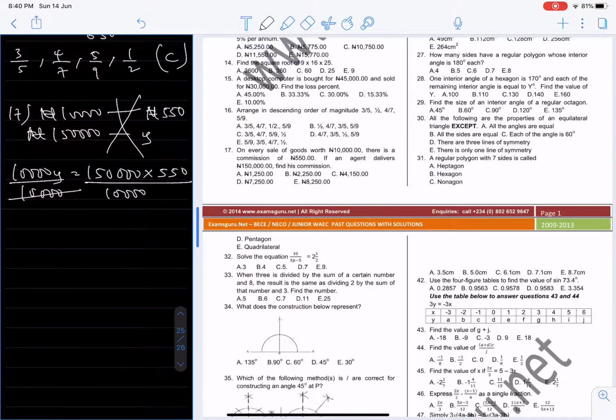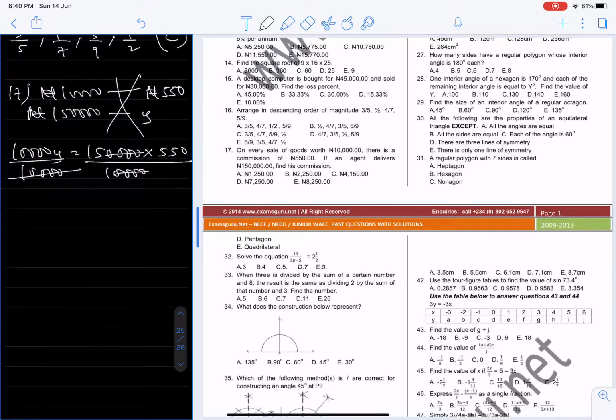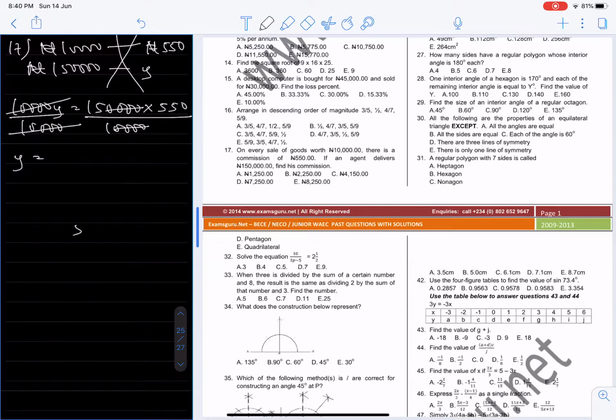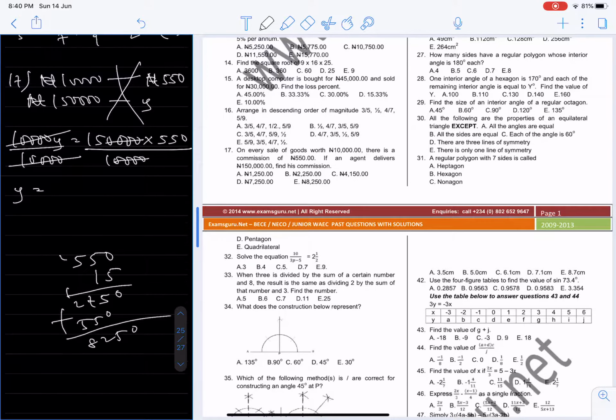So that means 10,000 here 1, 10,000 here 1. And what do we have here? 4 zeros cancel 4 zeros, and that means Y equals 15 times 550. That's 0, 25, 5 carry 2, 25 plus 2, 27, and that's 0, 5, 5. When we add, we have 0, 5, 12 carry 1, 3, 8. That's 8,250 naira.